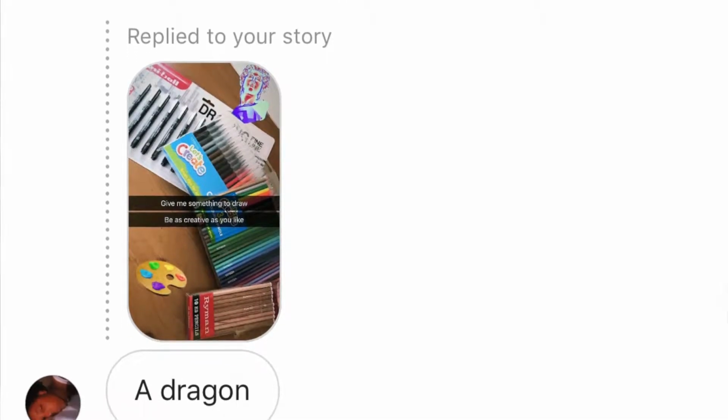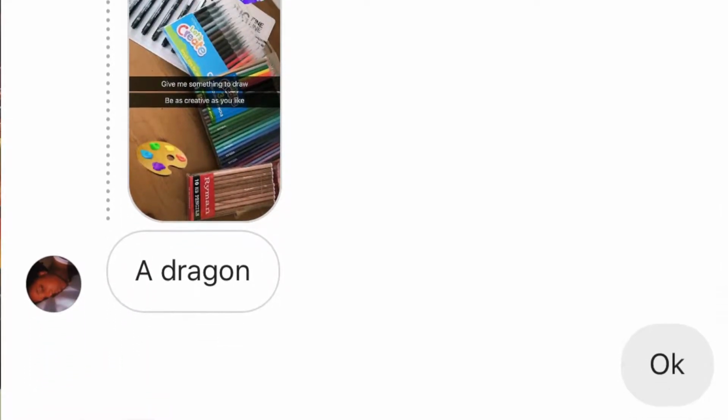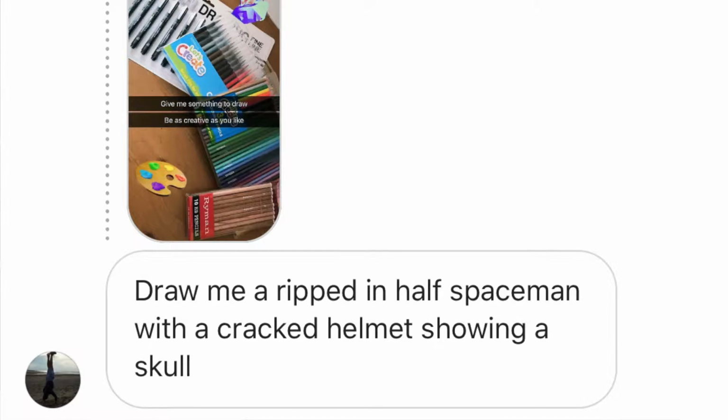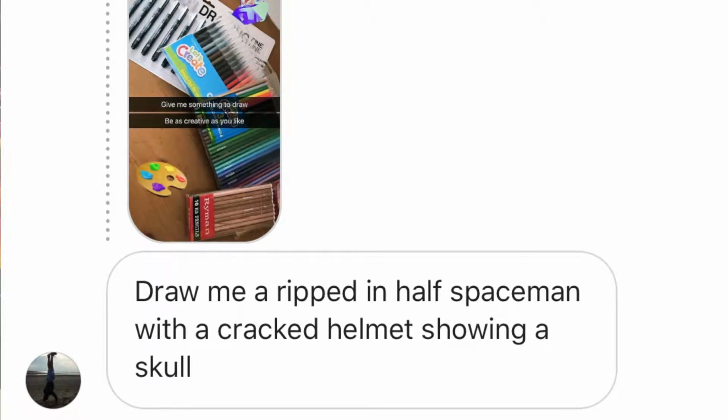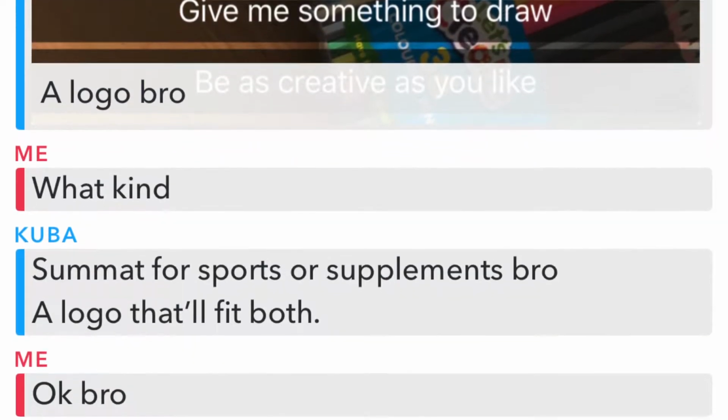So the first one we had was just a dragon. Not telling me how to draw it or anything, just simply a dragon. The next one is one you're going to have to think about a bit. It's a spaceman being ripped in half with a cracked helmet showing the skull. So you can already see the levels of difficulty vary in this video. And the last one is something to do with sports and supplements, or a logo that covers both. So that one is a logo, but the other two are drawings. I think we've got quite a lot to be getting on with in this video.